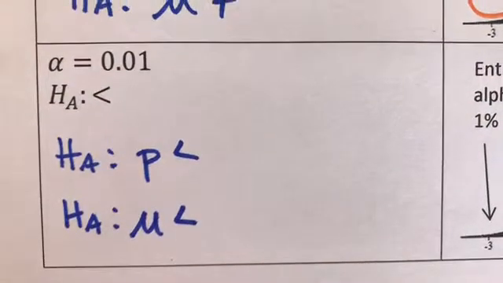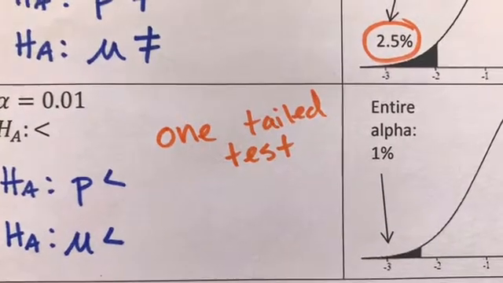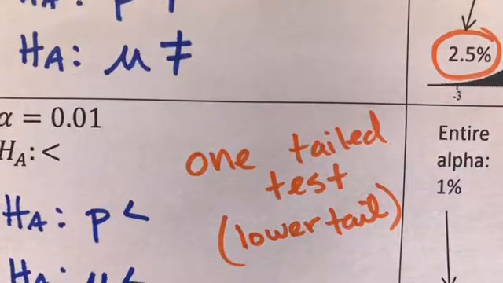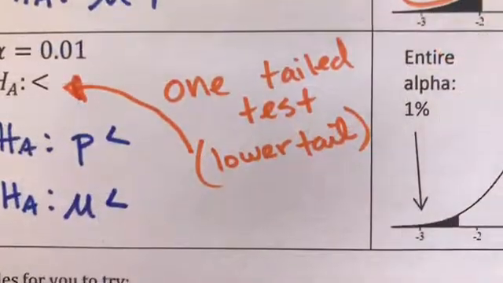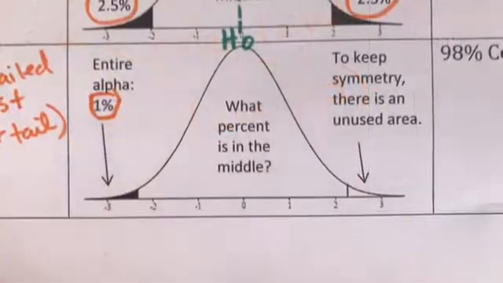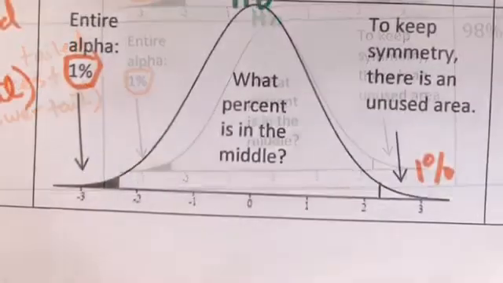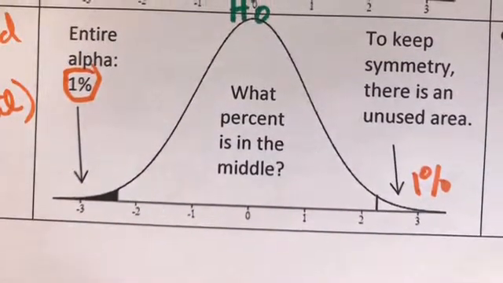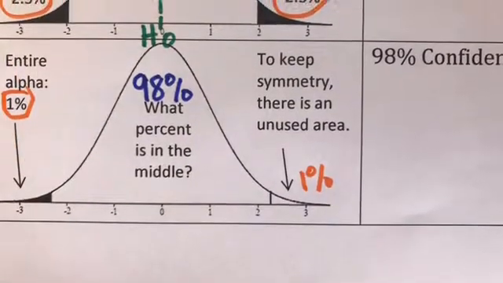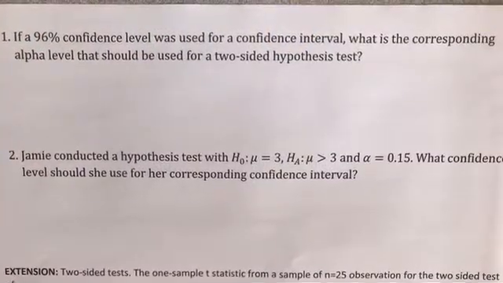Now let's look at a one-tailed test. Okay, so alpha is 1%, and say our alternate hypothesis says that P is less than or mu is less than. That means our 1% is all going to go in that lower tail. But if I'm connecting this to a confidence interval, I'm going to have to balance that lower tail with the upper tail to keep symmetry. So I'm also going to put 1% in that upper tail. So I have 1% on the lower tail, 1% in the upper tail, meaning I've got 98% in the middle, which is why this is the same as a 98% confidence interval.